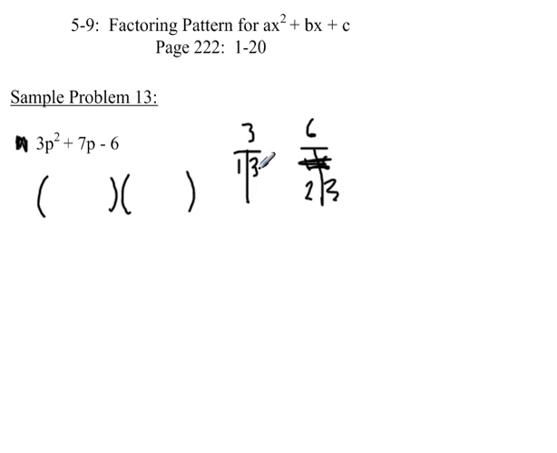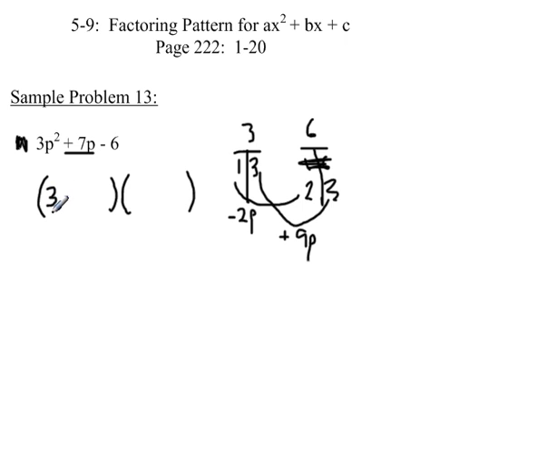Now you've got 3 times 2, which is 6, and your other one would be 1 times 3, which is 3. That's not going to get you to 7. So you have 3 times 3, which is 9, 1 times 2, which is 2. So you have 2p, and you would have 9p. The difference will get you a positive 7p. I need a plus there and a minus there.